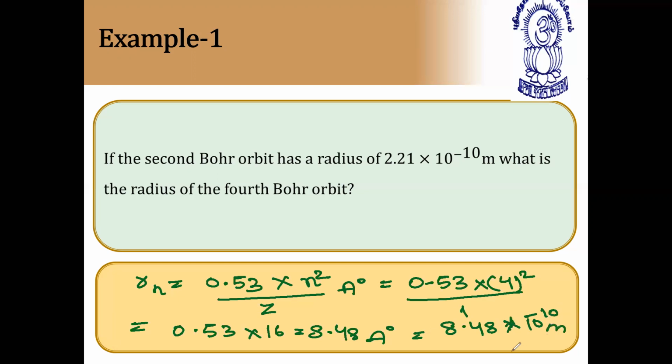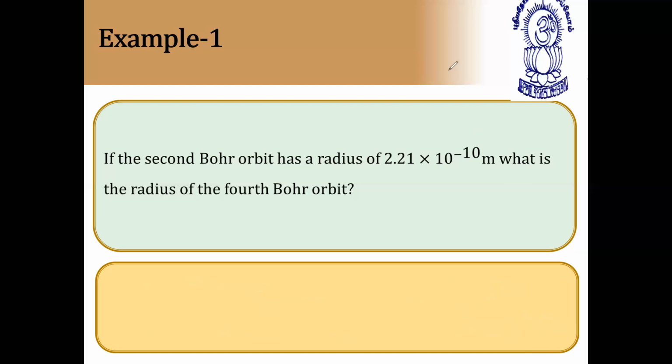Second orbit is only given for reference, no need to consider that value. Straight away radius of fourth orbit we can find, because 0.53 angstroms into n square by z is the formula. N square is fourth orbit, 4 square is 16. So 0.53 by 16 into 16 by 1. Z value is 1 because Bohr orbit means hydrogen atom. So it is 8.48 angstroms, which is also 8.48 into 10 to the power minus 10 meters, because the answer is given in meters. So I hope this is clear for you.